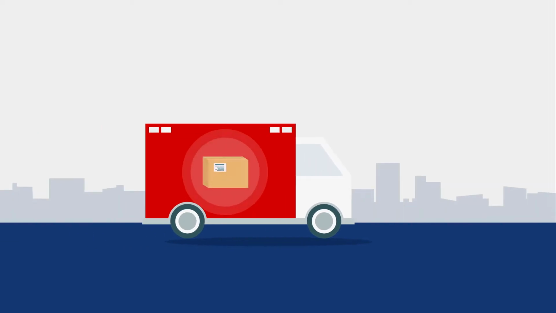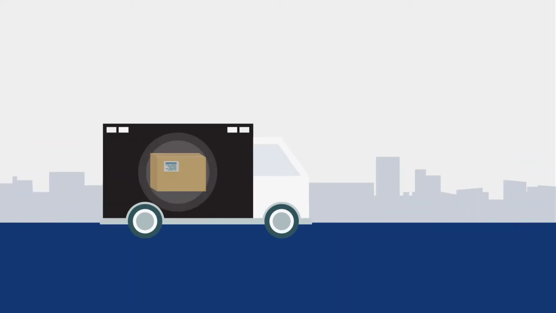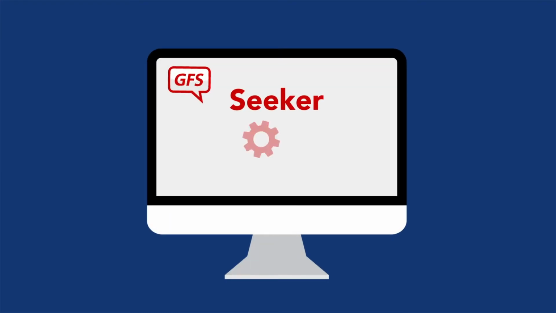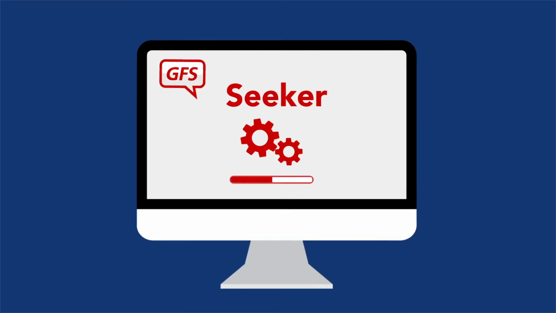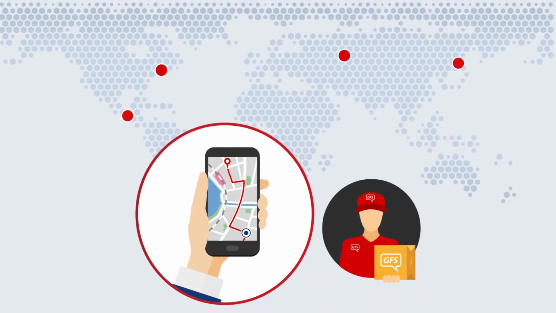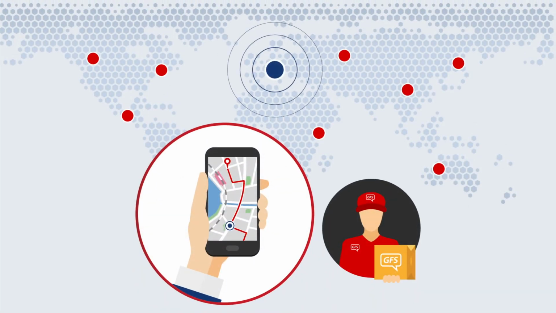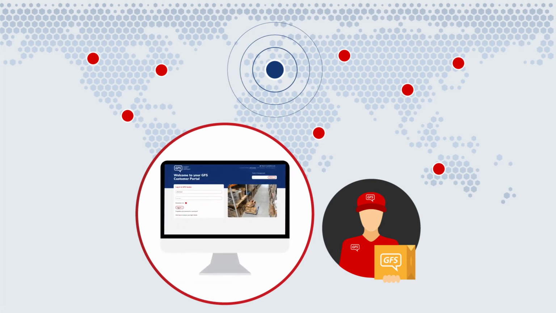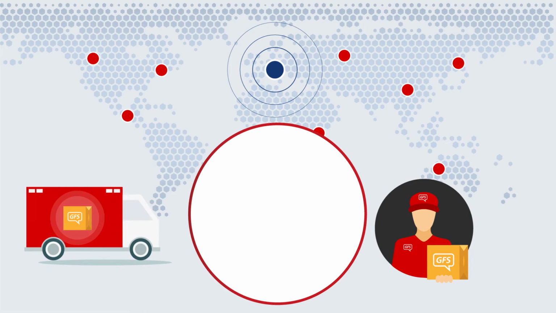At GFS, we want to make delivery as simple and easy as possible for our customers. That's why we've made some improvements to Seeker, which we know are important to you. Seeker is now mobile responsive, which means you can track and trace parcels from a choice of mobile devices. We've made the interface more user-friendly, so it's easier and faster for you to navigate the system.